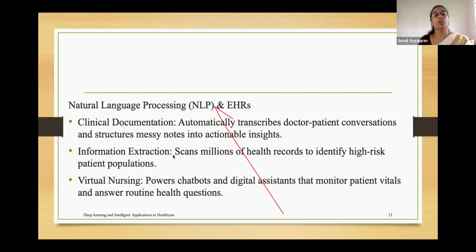Now, similarly, virtual nursing and chatbots. Again, in the batch just before, the 22 batch, we had a project where a telemedicine portal was generated, where there were chatbots. The patient is not necessarily coming to the doctor.